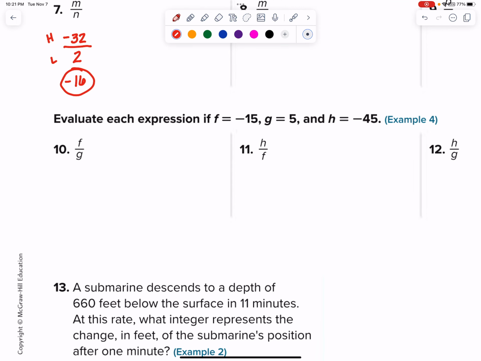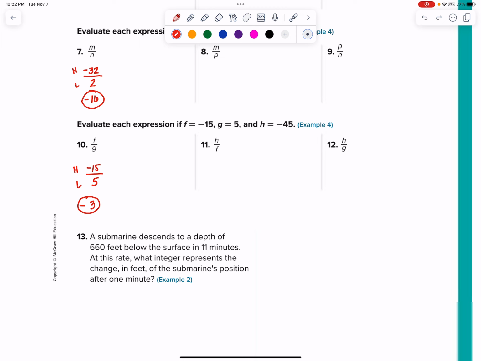Let's go ahead and look at number 10. Number 10, we're looking at F and G only. So negative 15 divided by 5. And so I hate to love. So if I hate loving, I actually hate. And what times 5 is 15? 3. So negative 3. Making sure that makes sense: negative 3 times a positive 5 is negative 15. Okay, 11 and 12 are on your own.